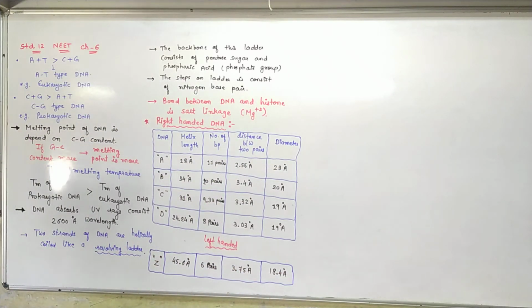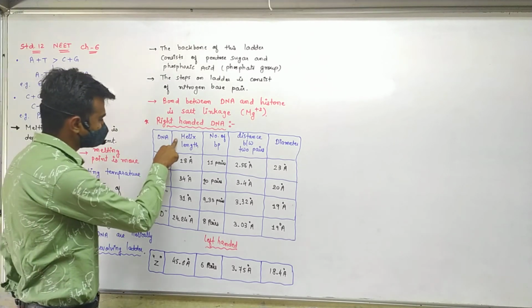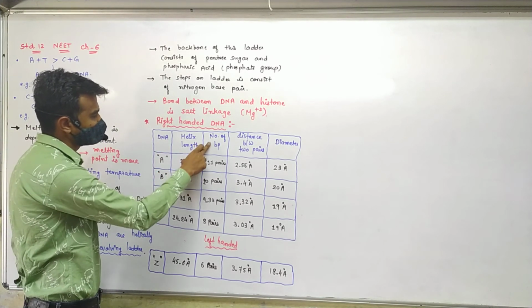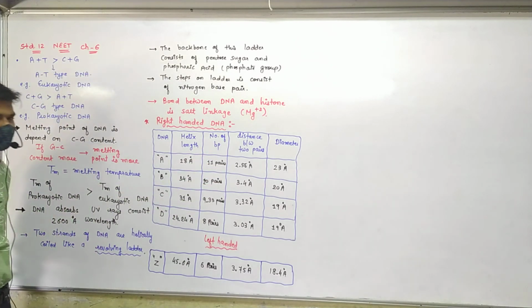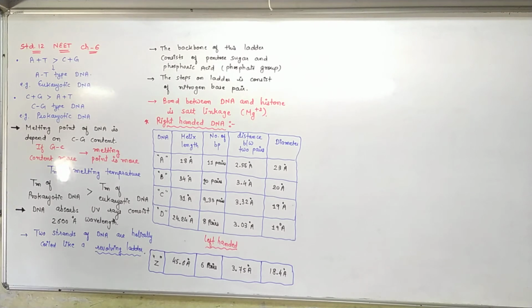So these are the 5 different types of DNA. Right-handed DNA are 4 types: A DNA, B DNA, C DNA, and D DNA. A DNA: length of helix 28 angstrom, number of base pairs 11, distance between the two successive nitrogen base pairs 2.56 angstrom, and the diameter is 23 angstrom.